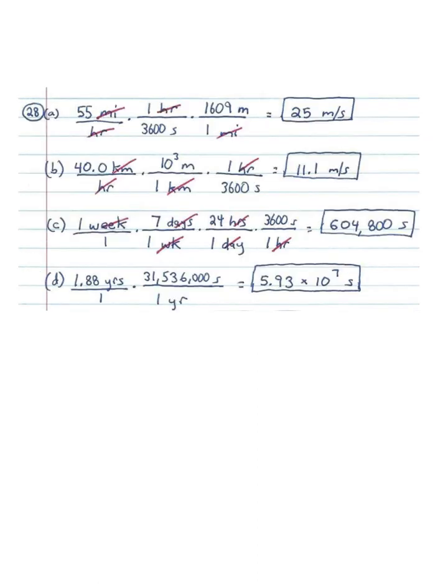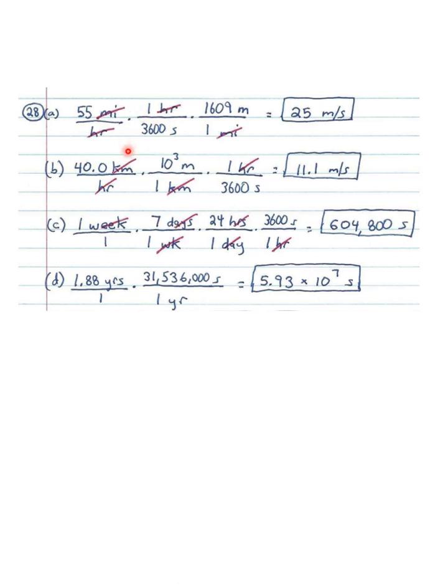Number 28. A 4-part problem says convert the following to use only International System base units. And the first is 55 miles per hour. Well, it's dealing with a speed. It's actually a distance per time. And if we want the SI base units, that means we want meters per second. So we'll say 55 miles per hour.